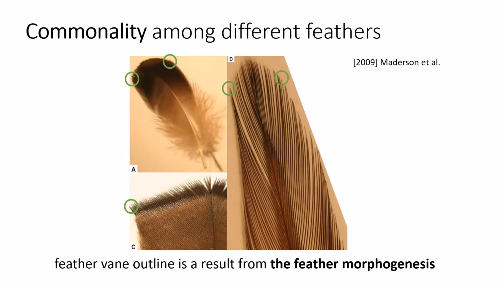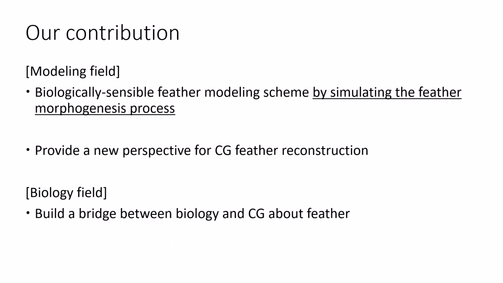The result of the certain arrangement of barbs is decided by the skin cell development, which is the feather morphogenesis. Therefore, in the field of CG, we hope to provide a new feather modeling scheme by following the feather growth process. We do not try to defeat the approximation scheme, but to provide a new possibility to discuss how microscopic factors affect the macroscopic shapes of feathers.